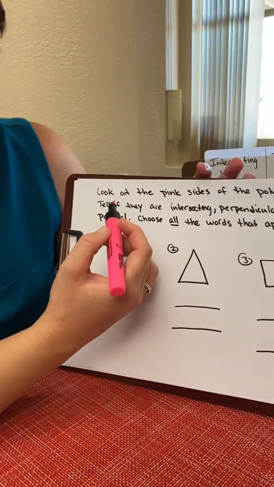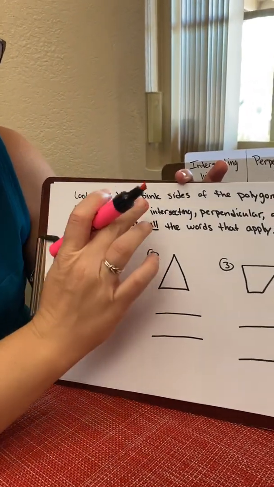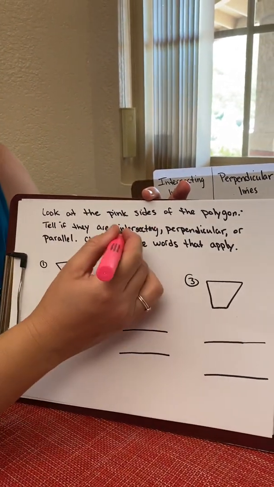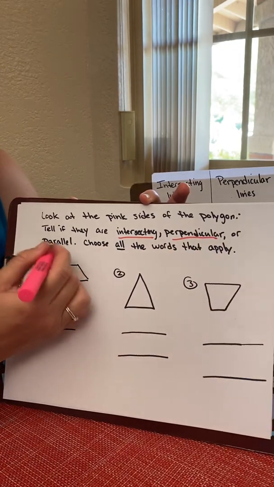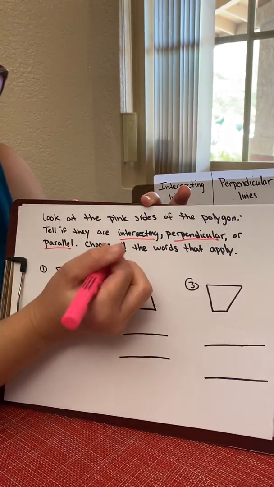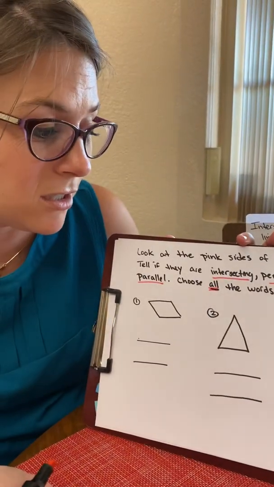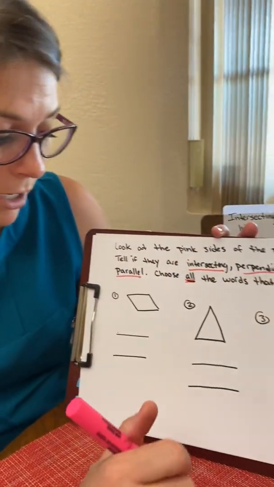The first one gives us the instructions of look at the pink sides of the polygon. Tell if they are intersecting, perpendicular, or parallel. Choose all. Remember that word all means that you can have more than one option. So choose all the words that apply.